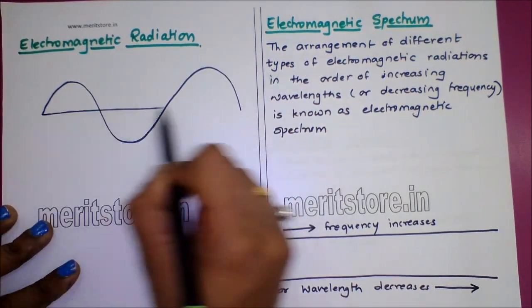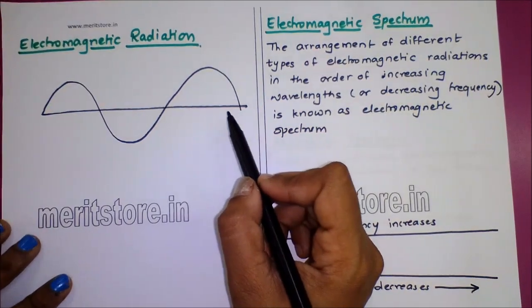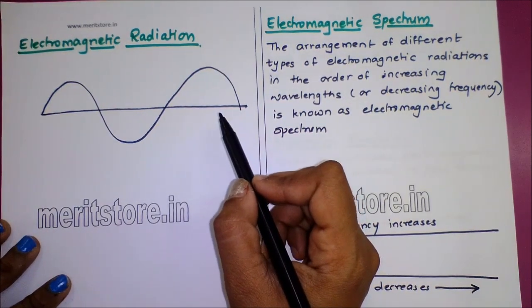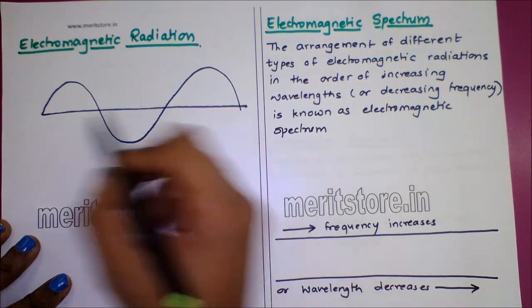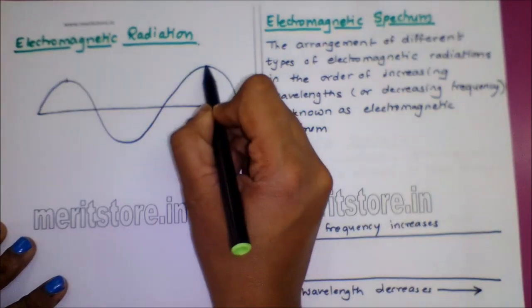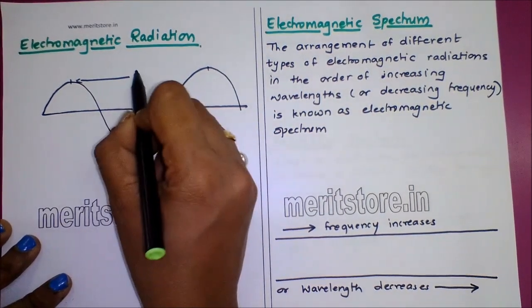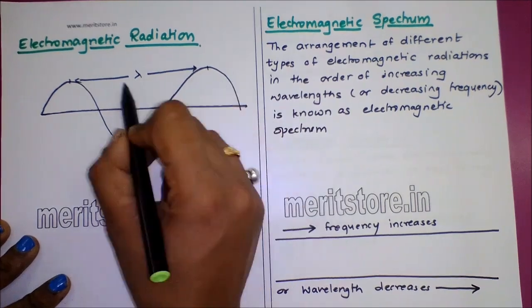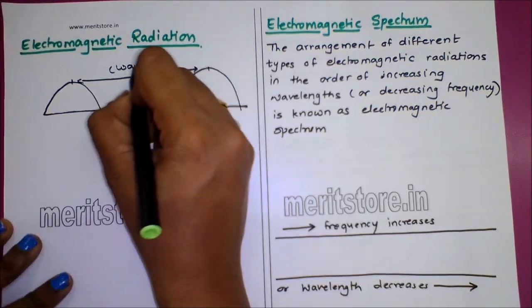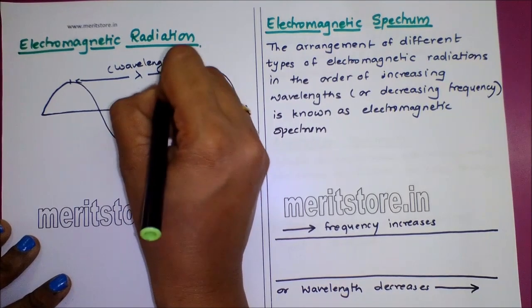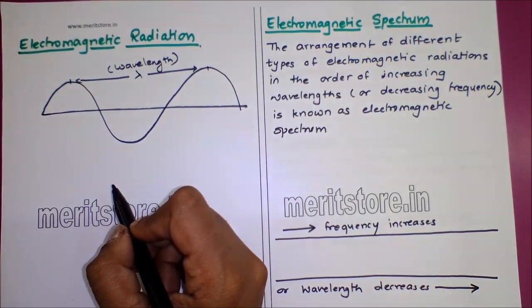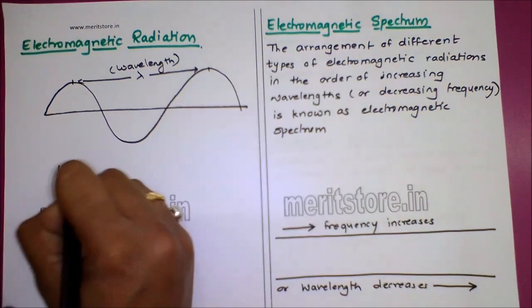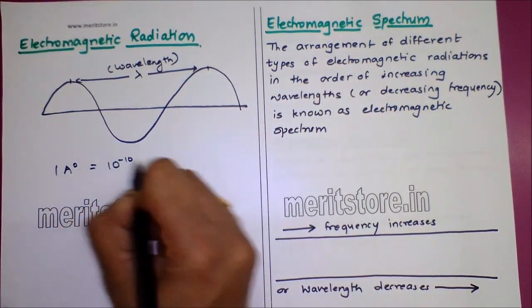Now when we talk about a wave, every wave is associated with some characteristics. First of all, the distance between two crests or two troughs. In short, the distance between two identical points on the wave is denoted by lambda, called the wavelength. The wavelength of radiation is generally measured in Angstrom, and 1 Angstrom is equal to 10⁻¹⁰ meter.